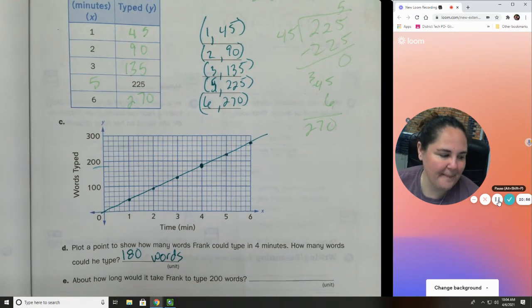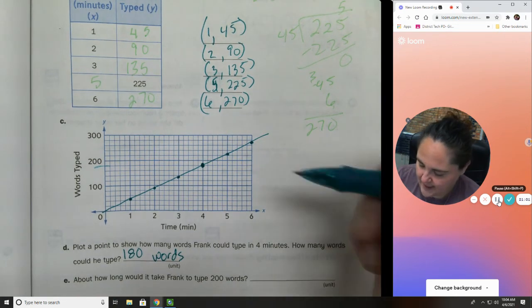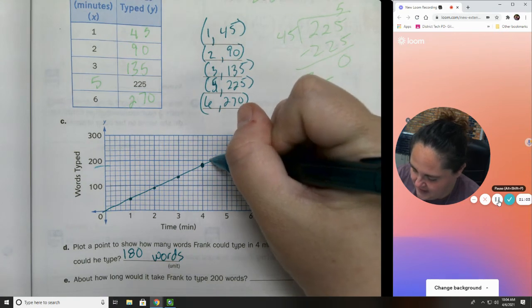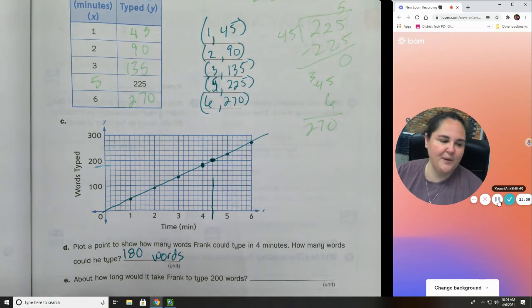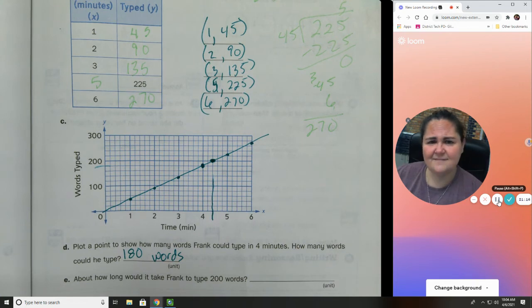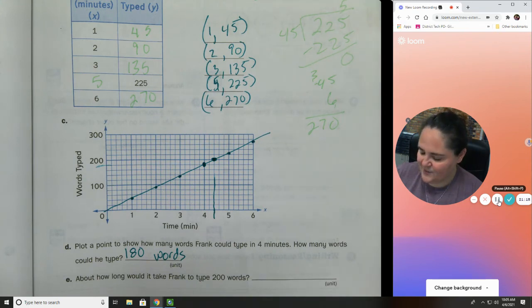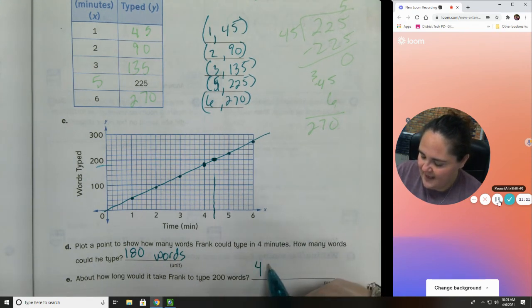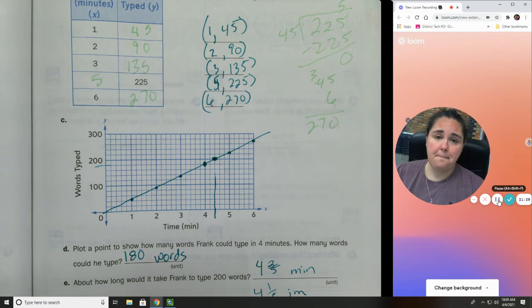Absolutely. And then finally, it says about how long would it take Frank to type 200 words? So I'm going to go right here to where it says 200, and then I'm going to go straight down. Oh, right between the 4 and the 5. About how many minutes is that? All right, looking right there, I see that that is really close to 4 2/5 minutes. If you said 4.5 minutes, I would accept that as well. I think it's close to 4.5. I would take that too.